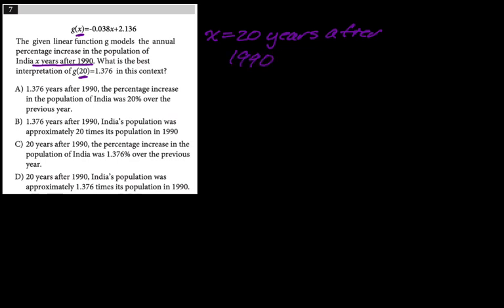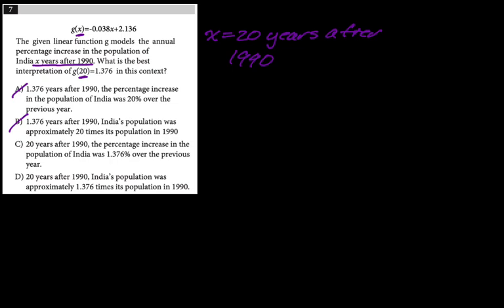Option A, 1.376 years after 1990, cannot be the answer. B, 1.376 years after 1990, cannot be the answer. Get rid of them, right? This type of problem scares some people because there's a lot of words, but those words have meaning. And in math, you can usually boil it down pretty quickly to very specific things. In this case, we know x is years after 1990, A and B are gone. Now the question becomes, what do you do between C and D, right?